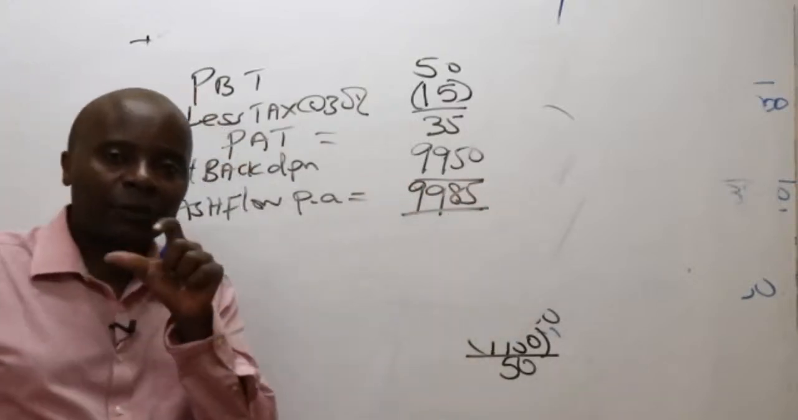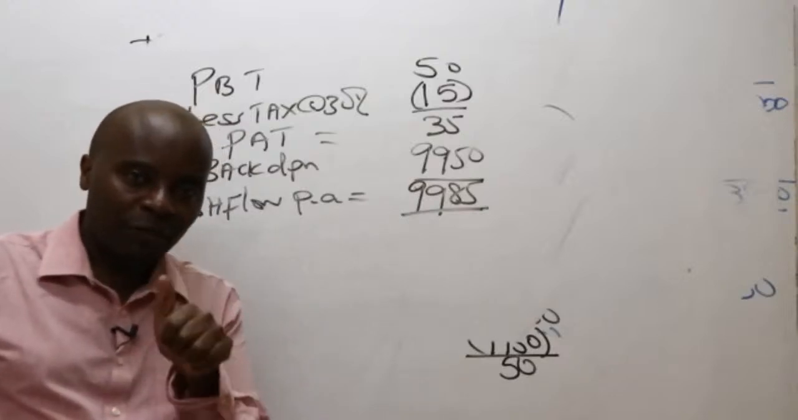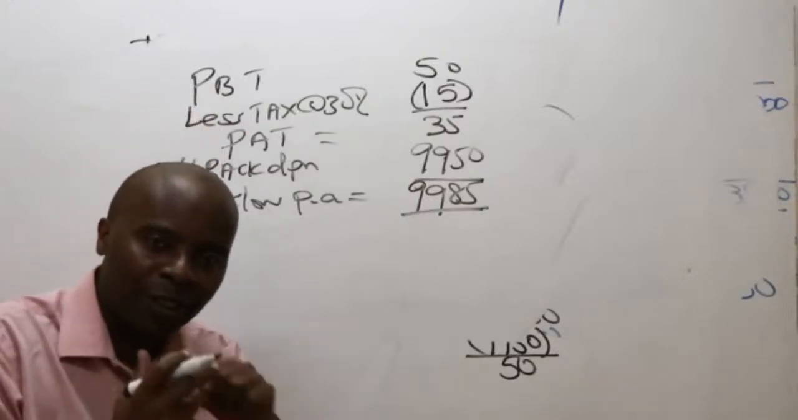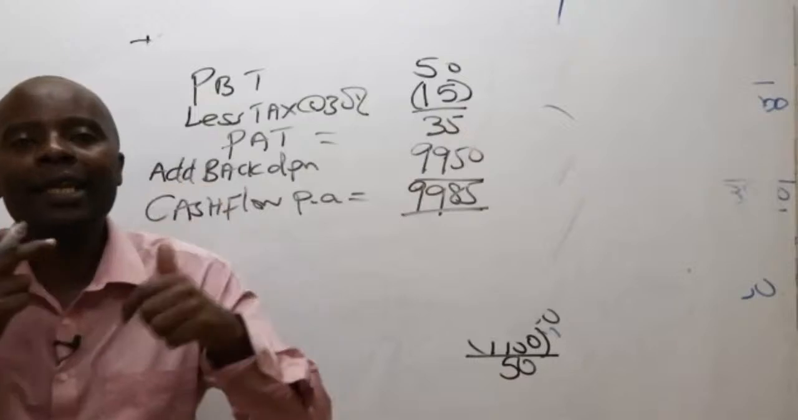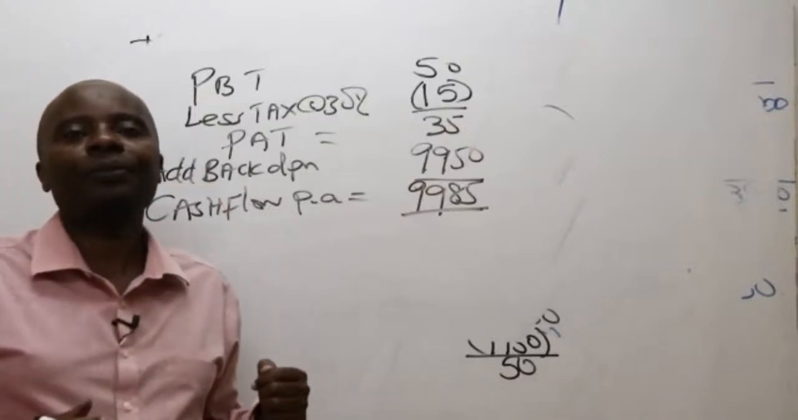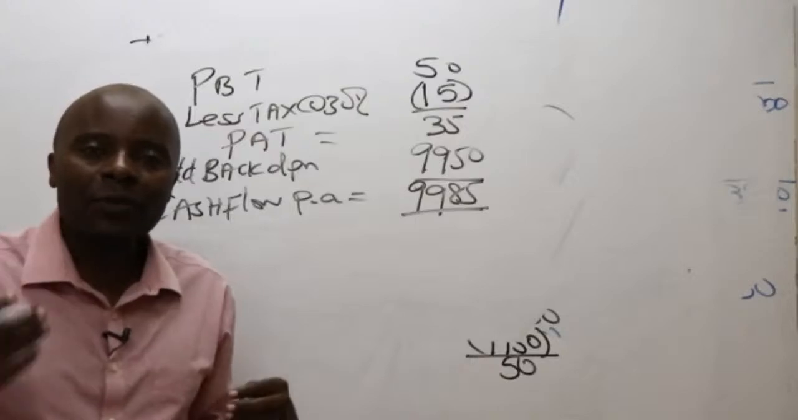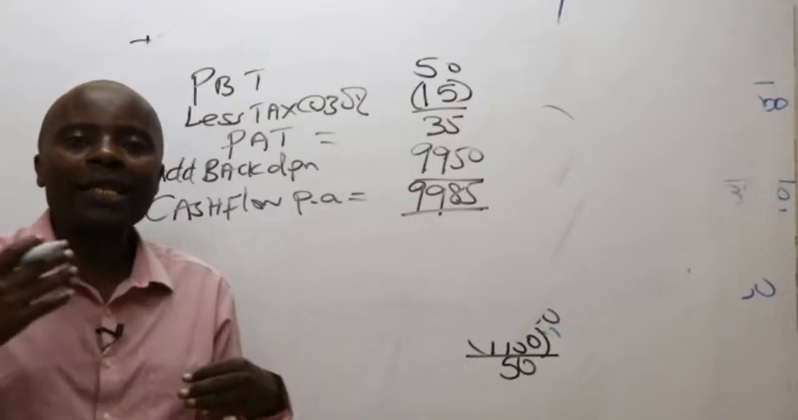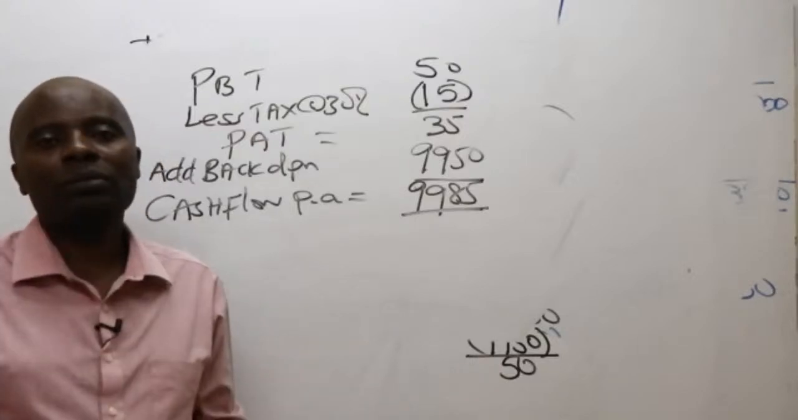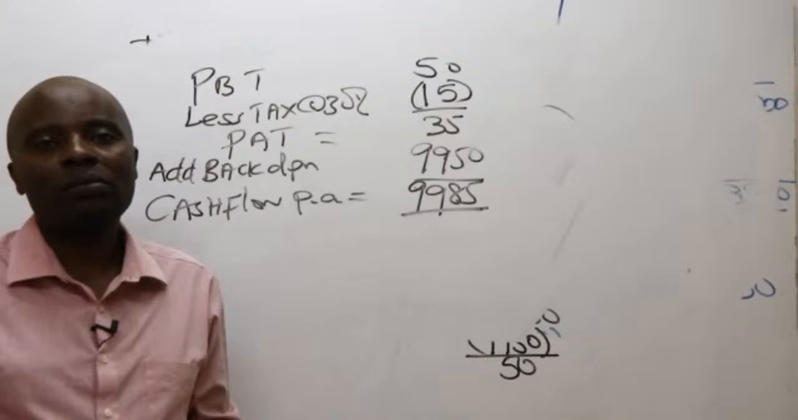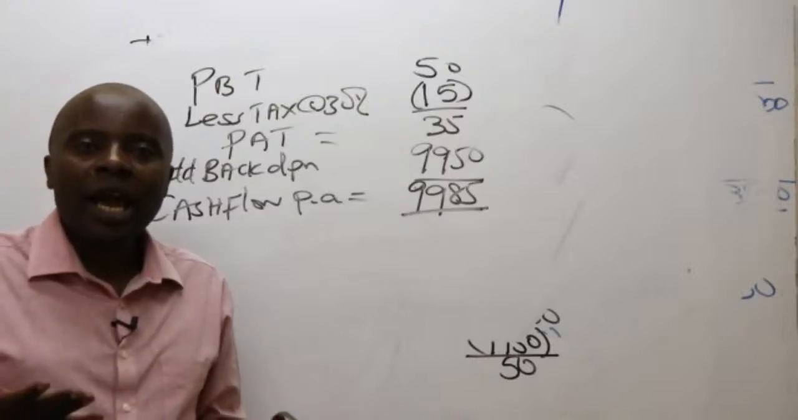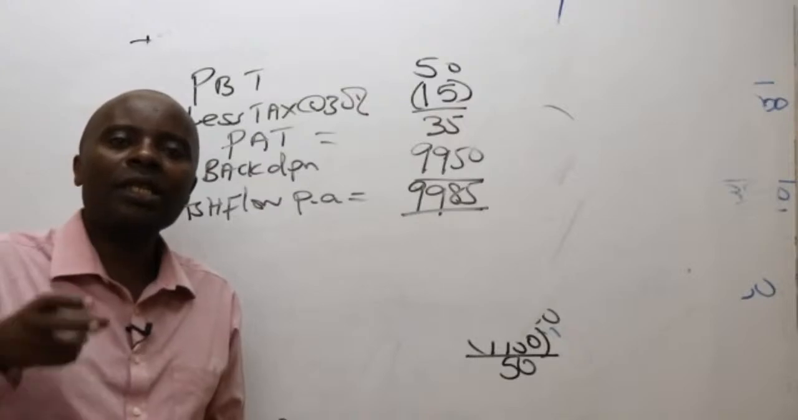Now this cash flow, I would want someone to talk to me this afternoon. Is it an annuity or an irregular cash flow? It's an annuity. How have we known that this is an annuity?